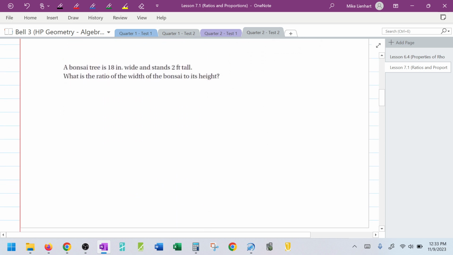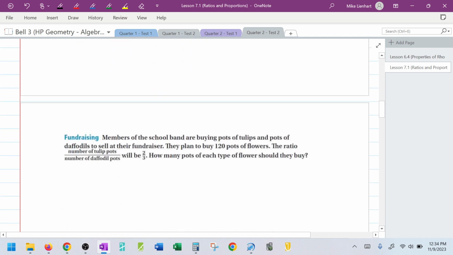Okay. What about this scenario? So again, they want to know about the width of the bonsai to its height. So the bonsai, they tell us here, is 18 inches wide and stands 2 feet tall. All right, so if I go width to height, that's going to give me the ratio of 18 inches to 2 feet. I need to convert that to the common unit. So I'm going to go 18 over 2 times 12 will be 24. I'm going to divide both of these by 6, and that gives me 3 over 4 for my ratio.